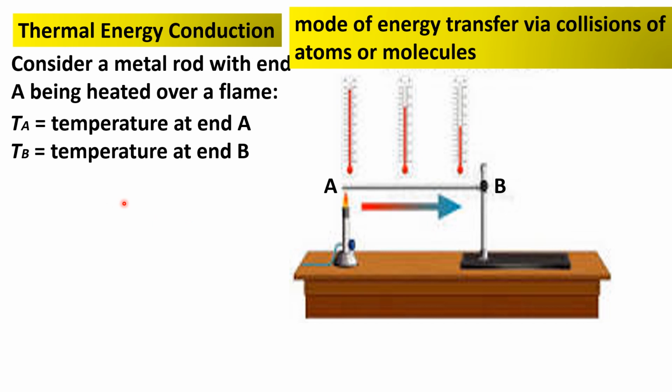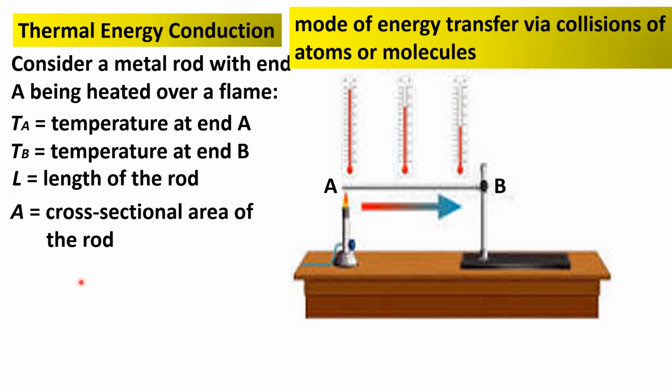Let's say that the temperature at end A is at a higher temperature and we label it as T sub A, while the other end B has a temperature that is much lower than T sub A, and we label it as T sub B. We also have the length of the rod represented by letter L. And of course, we have the cross-sectional area of the rod.